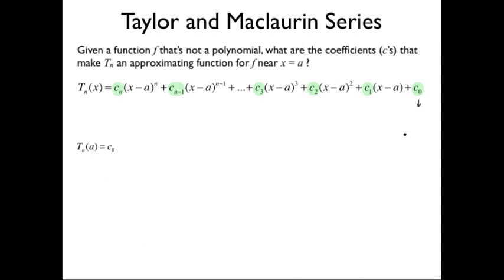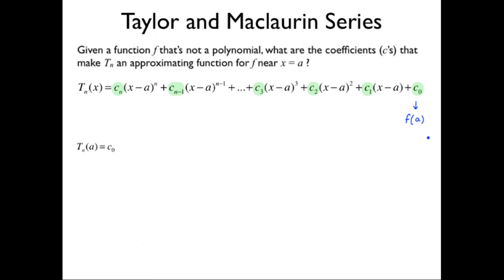Let's do blue. That should make sense, because f of A is what we get when we plug A into the actual function. So what should we get when we plug A into our approximating function? We should get f of A. Make sense? Okay.